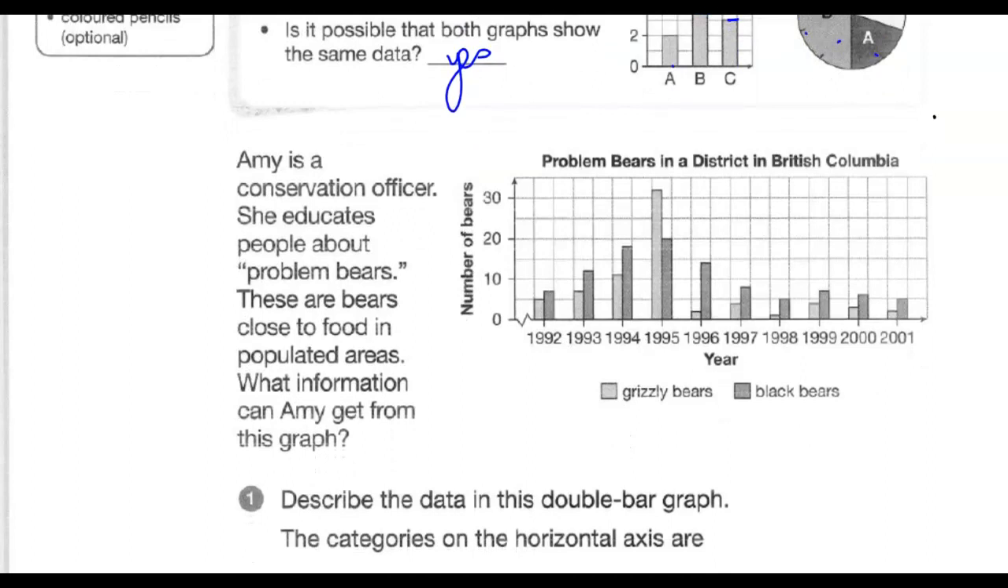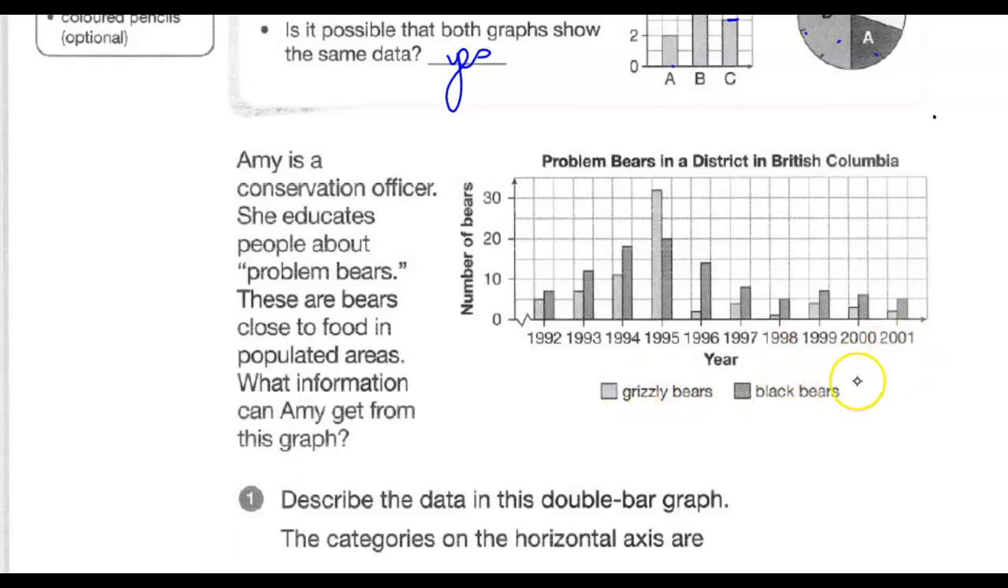Next one, it says, Amy is a conservation officer. She educates people about problem bears. These are bears close to food in populated areas. What information can Amy get from this graph? So this is in a district in British Columbia. So the vertical axis is the number of bears, and then the horizontal is the year.